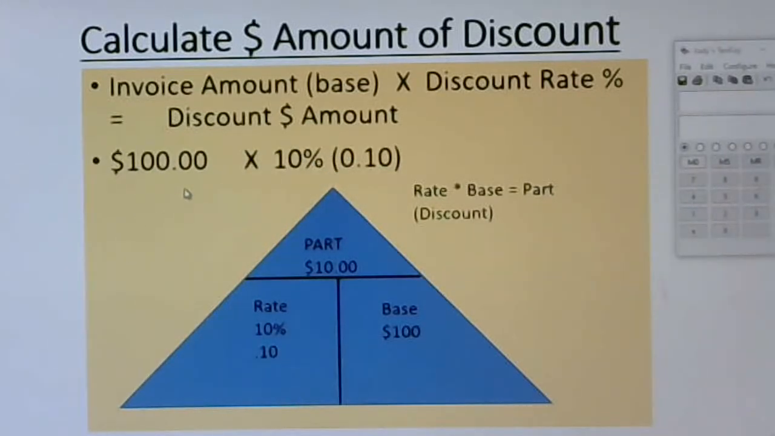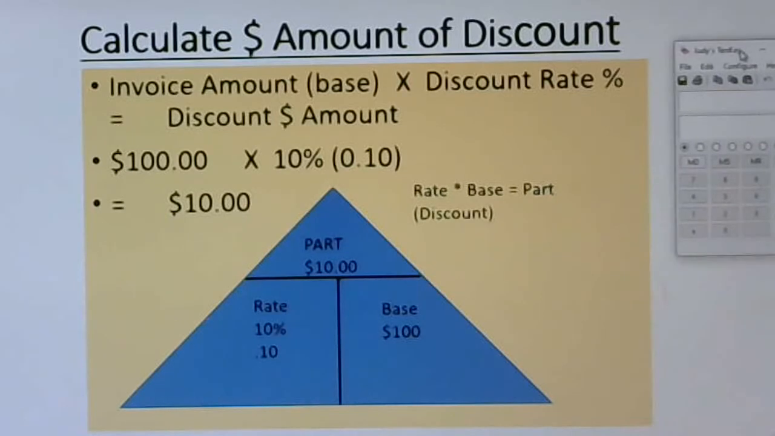So if my invoice is $100 and my discount rate is 10%, I would take $100 times 10%. To move a percent to a decimal, after the whole number there's an imaginary decimal, move it 2 places to the left to convert a percent to a decimal. So $100 times 10% is $10. That's the amount that I'm going to save.